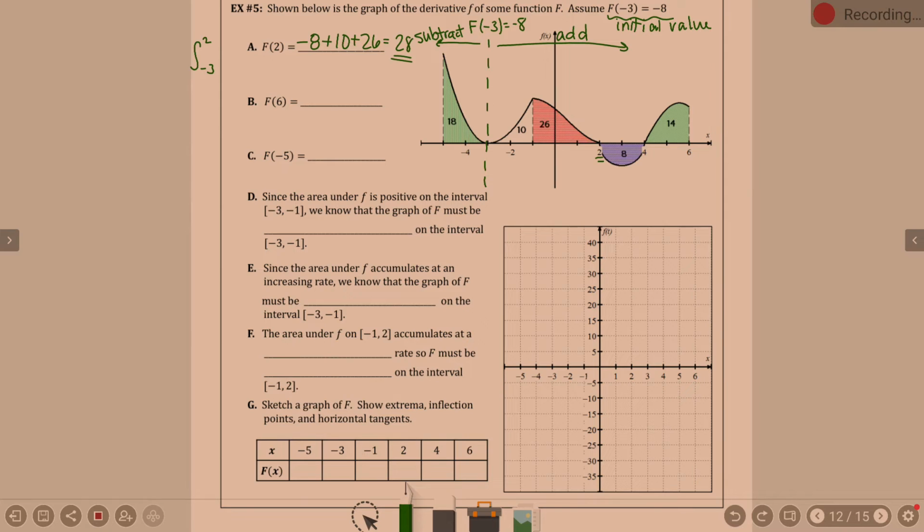Okay, try the next one. F of 6. So again, in a way, you're thinking, okay, we're going to go from the initial value of -3 up to 6. Okay, thoughts?